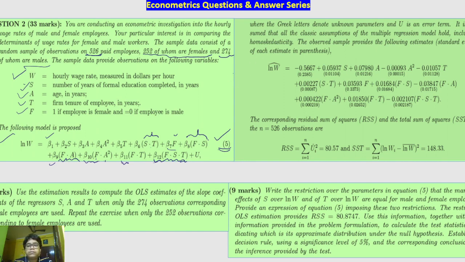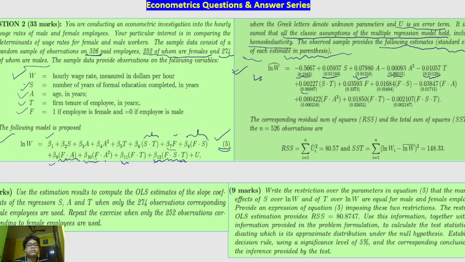And this is the second part of this. The Greek letters denote coefficients and U is an error term. First of all you have to read and understand the question properly, and it's assumed that all the classic assumptions of the multiple regression model hold, including homoscedasticity. Then they have estimated the following, where the standard errors of each estimate are written in parentheses. Right now we don't have to do anything with the standard errors, because this question is not going to use these things. So let's come back to our question here.